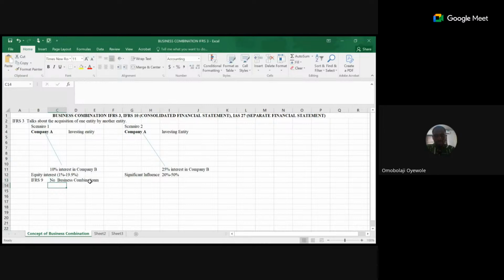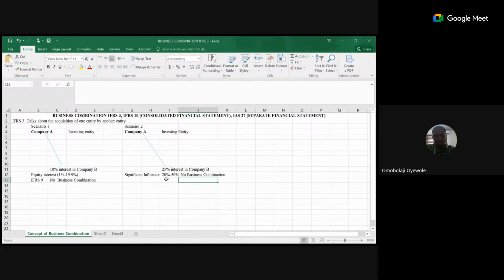For scenario 2 as well, the same thing, no business combination. Now, why is there no business combination in scenario 2? Because we are buying 25%. So 25% falls within the range of 20% to 50%. In the first scenario, we are buying 10%. 10% falls between the range of 1% to 19.9%. So 25% is a significant influence.